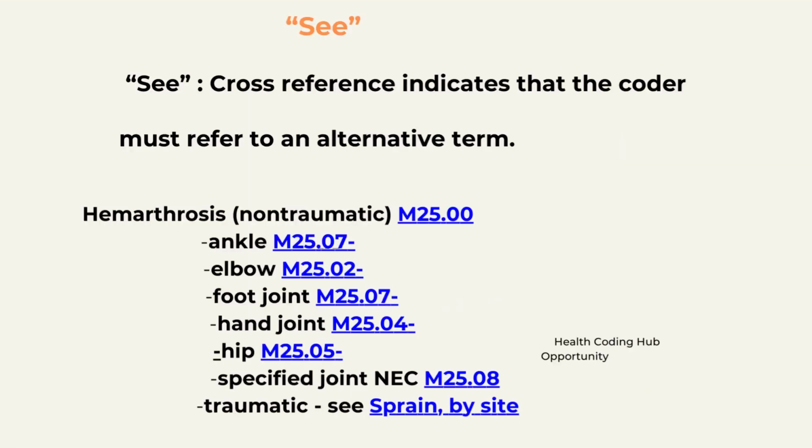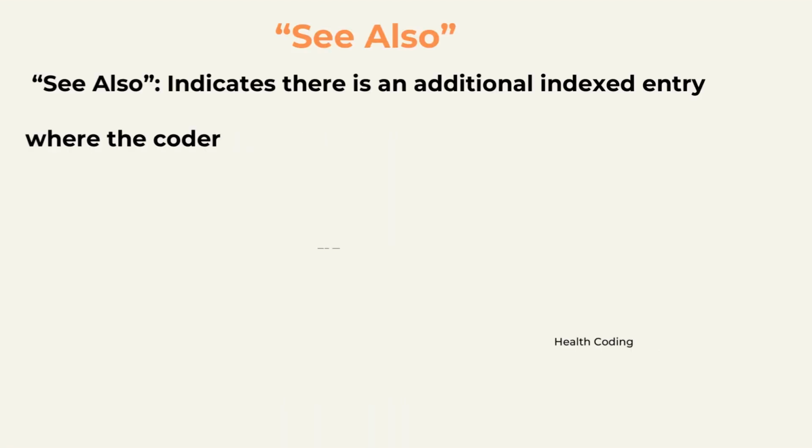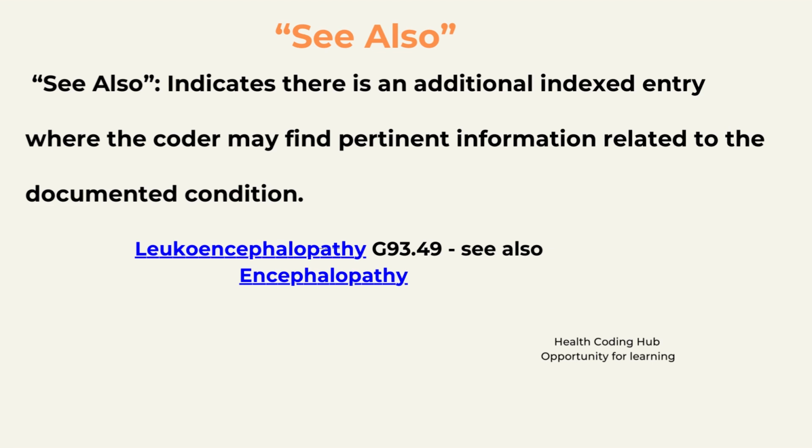How about See? See is a cross-reference that indicates the coder must refer to an alternative term. For example, say in the entry hemarthrosis, the subterm traumatic advises the coder to see sprain by site. What is See also? See also indicates there is an additional index entry where the coder may find pertinent information related to the documented condition.